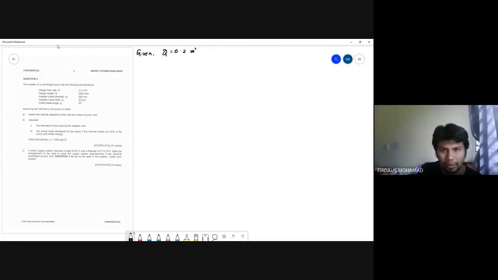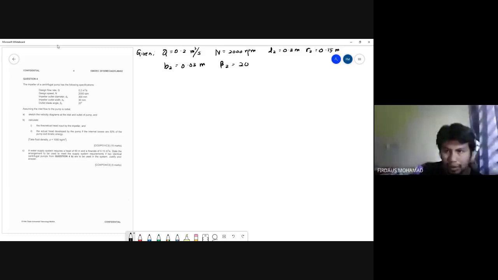The design flow rate Q is 0.2 meter cube per second, and then design speed, blade speed, is 2000 RPM, revolutions per minute, and then the diameter of the impeller D2 is 0.3 meter, or R2 equal to 0.15 meter, and then the blade impeller outlet width b2 equal to 0.03 meter. Blade angle beta 2 is 20 degrees.